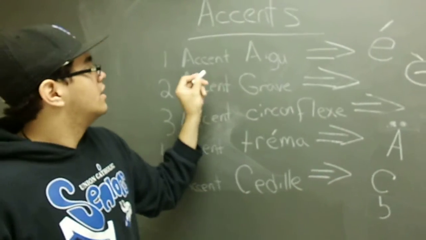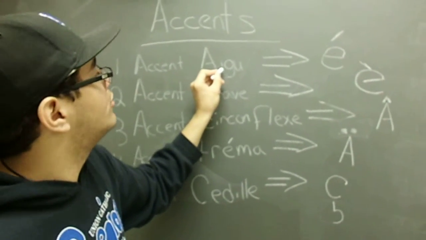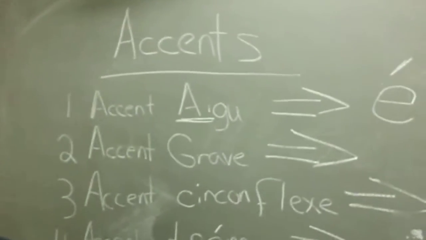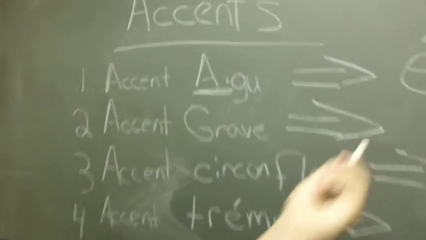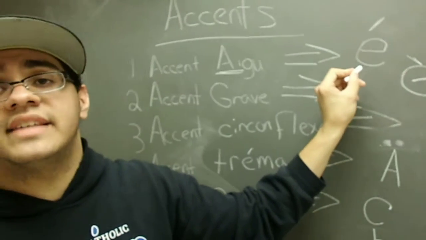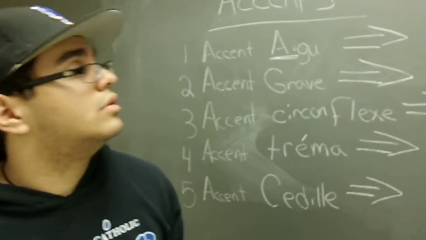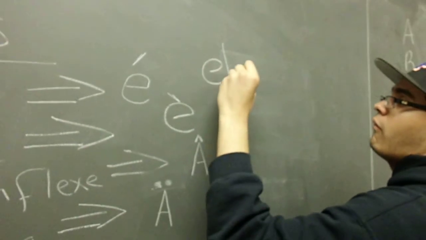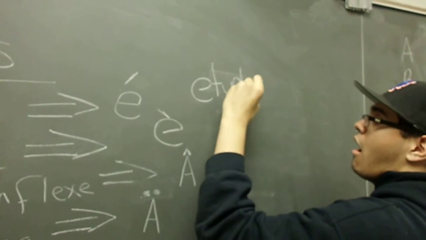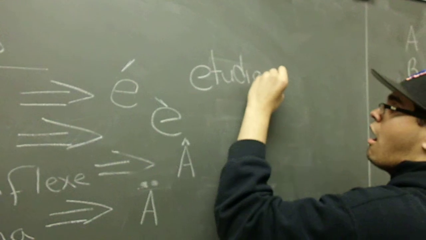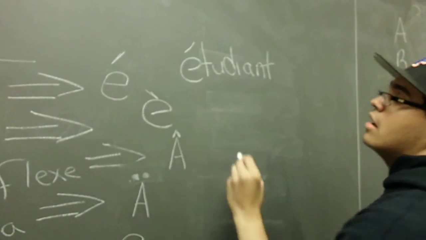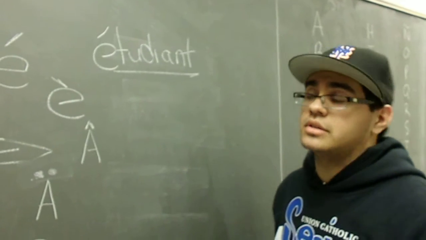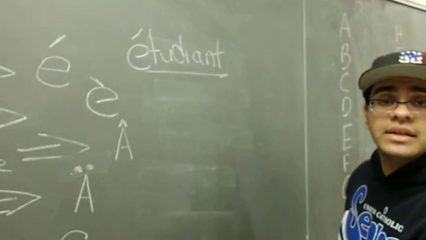Aigu, this word right here will help you remember it. The first part is A in aigu, accent aigu. So when you see this it makes an A sound. An example would be this word here. That word is pronounced étudiant. And étudiant means student.